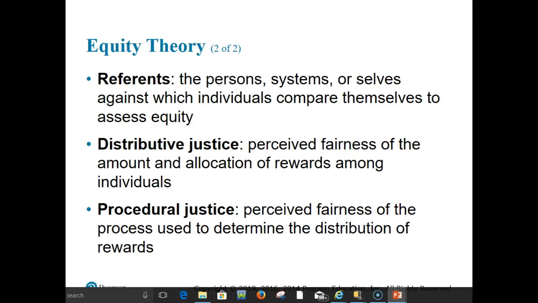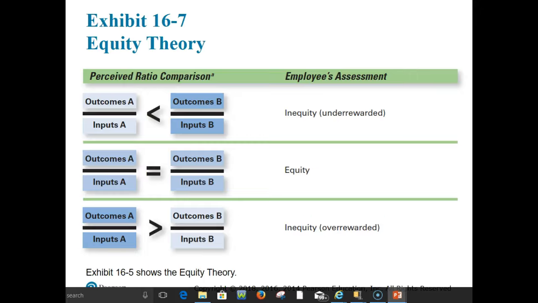So again, we're going to look at the referent, the persons, systems, or selves against which individuals compare themselves to assess equity. Then you have distributive justice, the perceived fairness of the amount and allocation of rewards among individuals. And then you have procedural justice, the perceived fairness of the process used to determine the distribution of rewards. And Exhibit 16-7 here illustrates the equity theory.